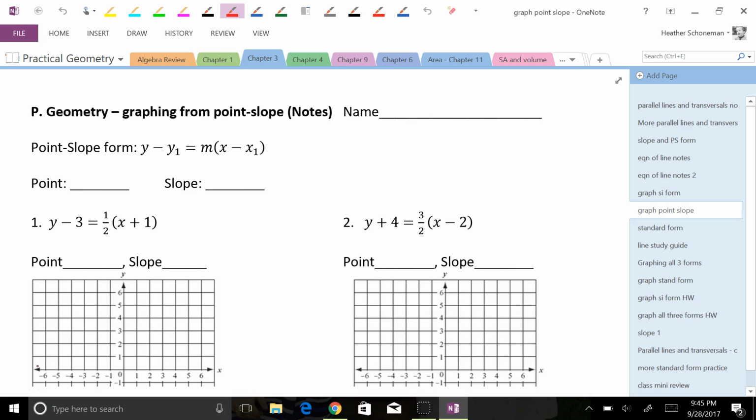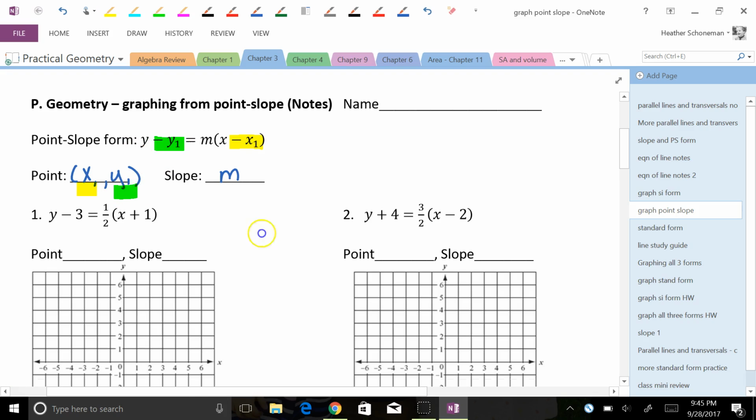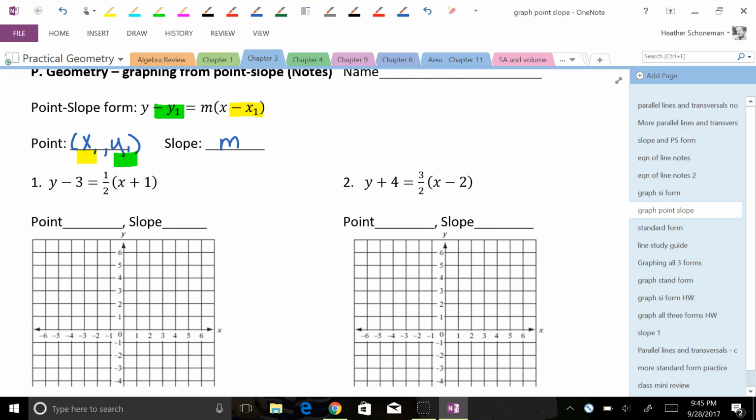Alright, so this is point-slope form here, which you've seen before. y minus y1 equals m times x minus x1. In this, what's easy is the slope. The slope is m. The point, however, is x1, y1. But notice here it says minus x1, but we wrote positive x1. And here it says minus y1, but we wrote positive y1. We are going to take the opposite of what is there. So let's take a look at this firsthand.